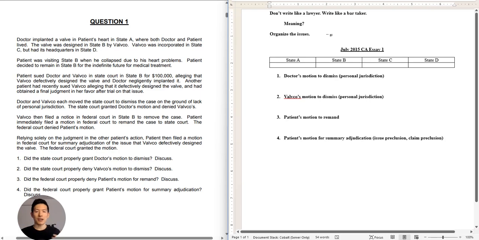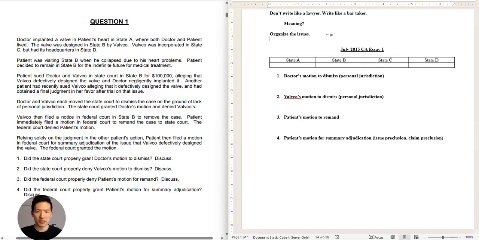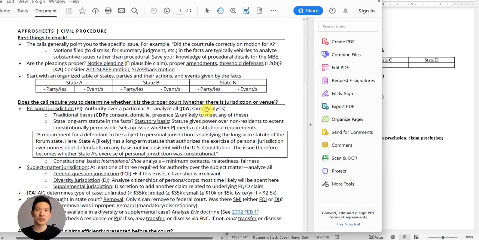In general, in a Civ Pro essay, it's a good idea to know what's happening in which state, which parties are in which state. This helps us organize certain issues. In this case, personal jurisdiction, it does matter who's in which state. So let's figure out who's in which state. And by the way, this is described in the APRO sheets. Let's see, start with an organized table of states, parties and their actions, and the events given by the facts.